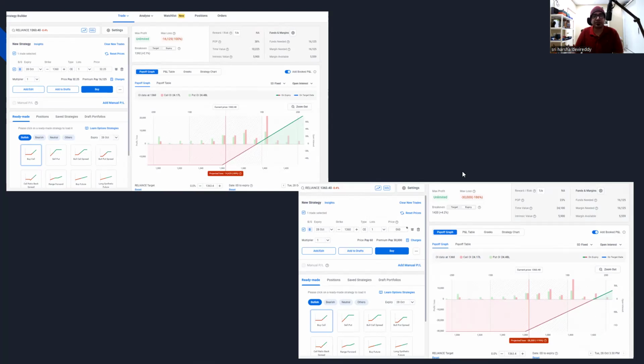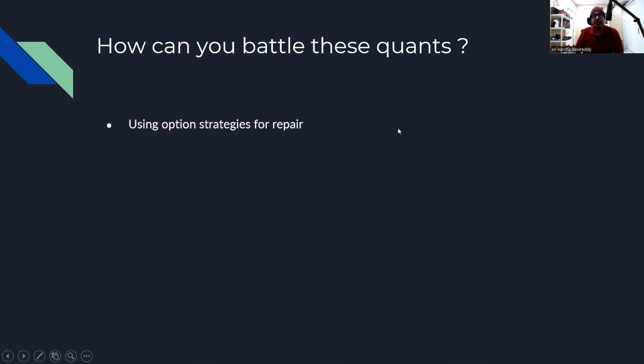It's a very complex concept. Even if you don't understand, it doesn't matter. The thing I want you to understand is that these quants, these quantitative engineers on the other side of the chessboard, are very skilled in understanding all of these delta, options, and mathematical formulas, and they create algorithms that trade based on this implied volatility. So how can we battle? We can use something called option strategies to repair your primary position.